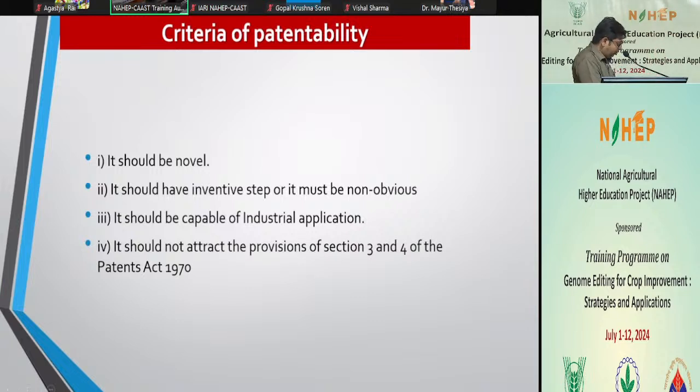So the criteria of patentability, probably a revision for you: it should be novel, it should have an inventive step and must be non-obvious, it should be capable of industrial application, and it should not attract the provisions of sections 3 and 4 of the Patents Act 1970. So this is important for genome editing. Let's see why it is important for genome editing.